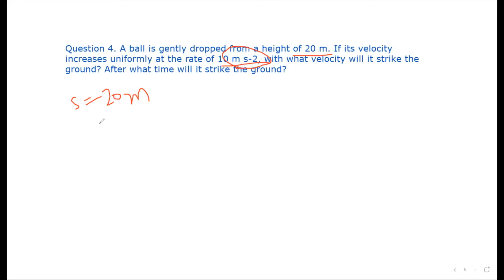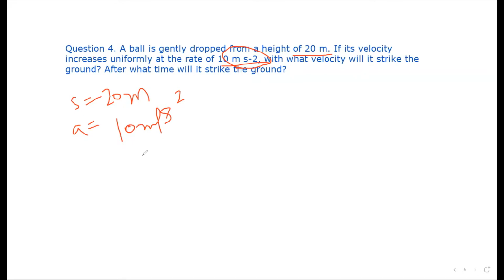So this unit is for what? This is acceleration. Sometimes they don't write the word acceleration exactly, but they will write it in a statement like we have done here. So it is acceleration, not velocity. Don't be confused in that. That's why I brought this numerical for you. With what velocity will it strike the ground?